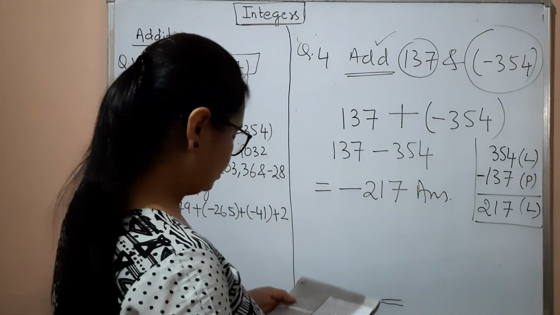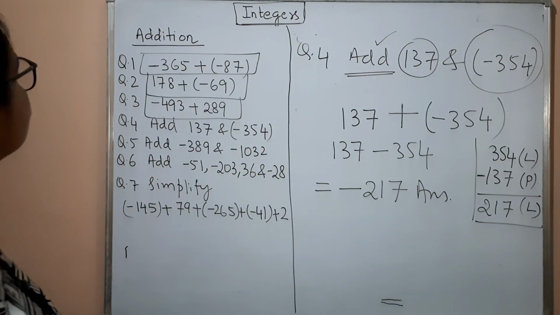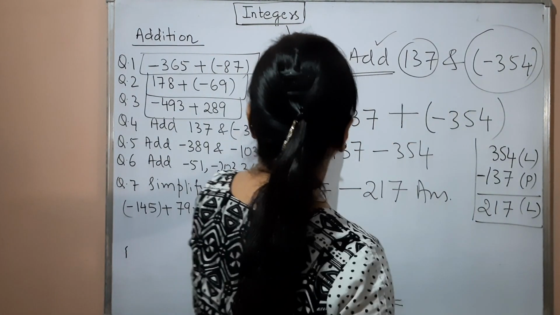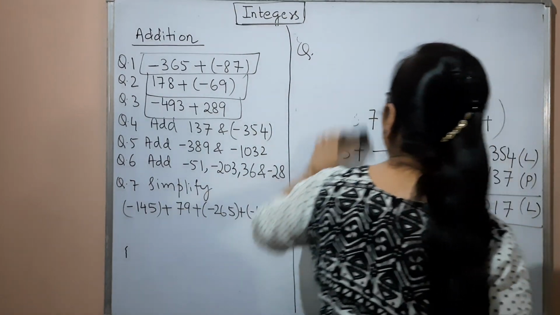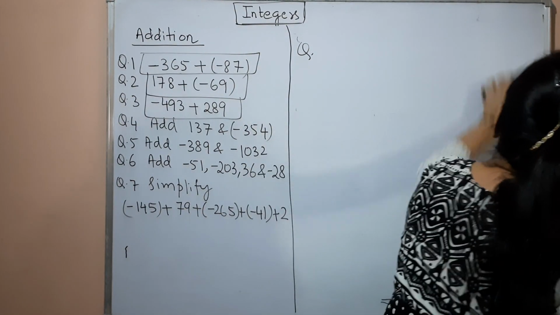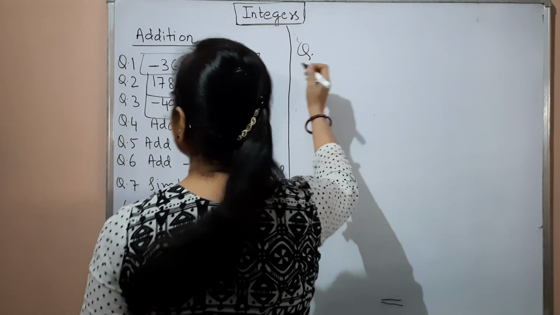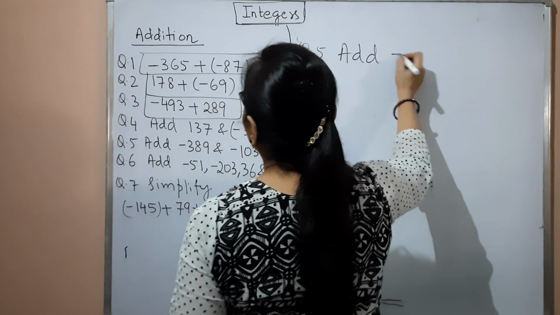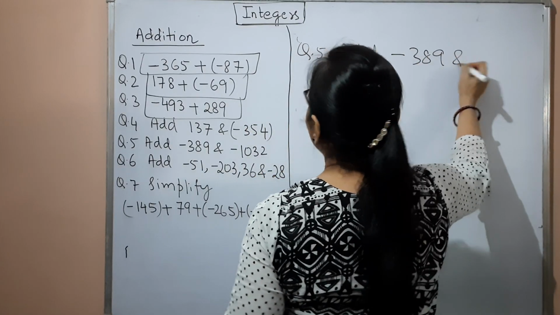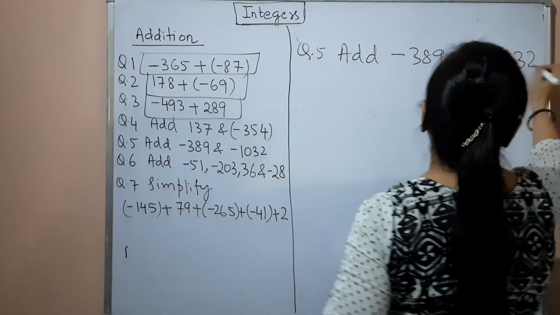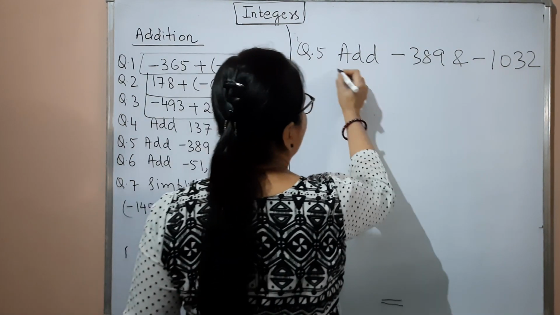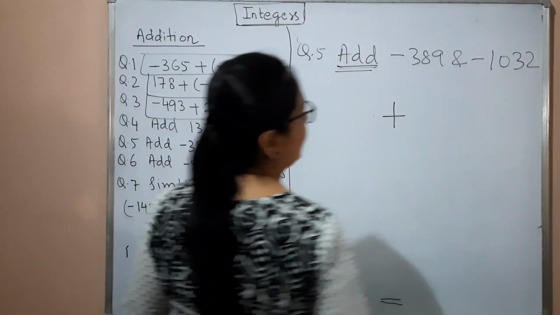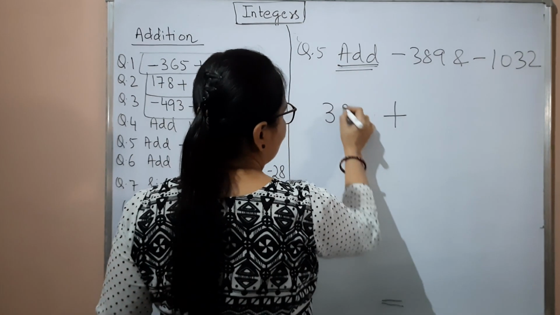Now come to the next question, that is question number 5. Again, this is written in the form of English, which we have to convert into a mathematical statement. Question number 5, you have to add minus 389 and minus 1032. So we want to add. What is to be done? Maths में change करना है हमें, mathematical statement में we have to add. What we have to add?